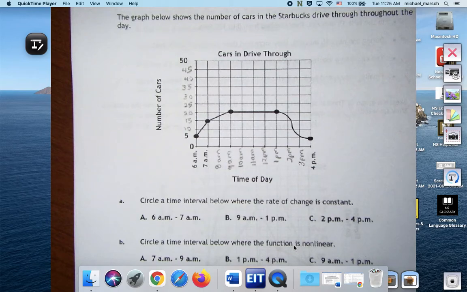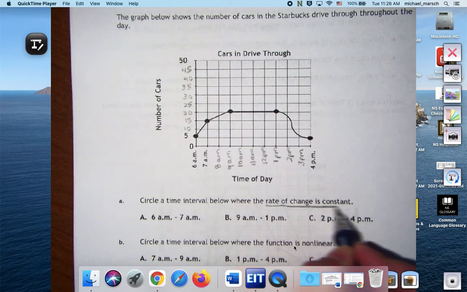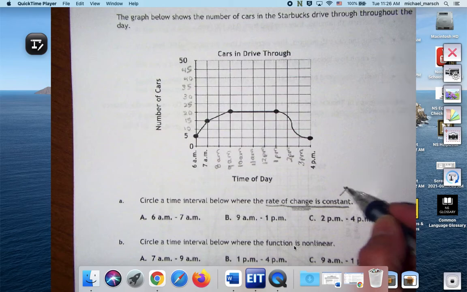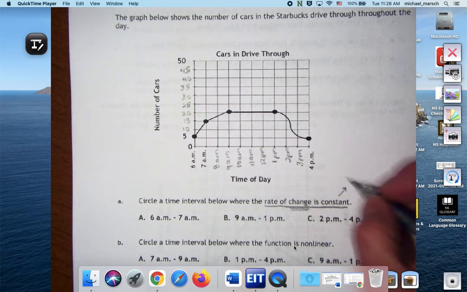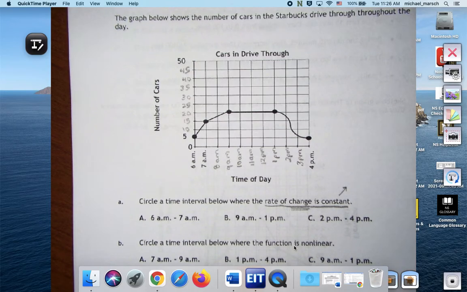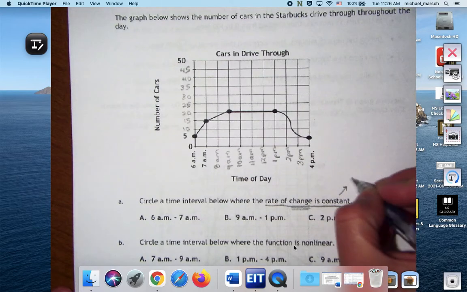All right, so now we're going to look at time intervals, meaning windows of time where things might be happening. Okay, so if I'm looking at this graph and I want to find a time interval where the rate of change is constant, that means I actually have something changing and it's a constant change. What's it going to look like? Not quite, but let's back up a second. What's it going to look like on the graph if I have a rate of change that is constant? Straight line. It's going to be a straight line.